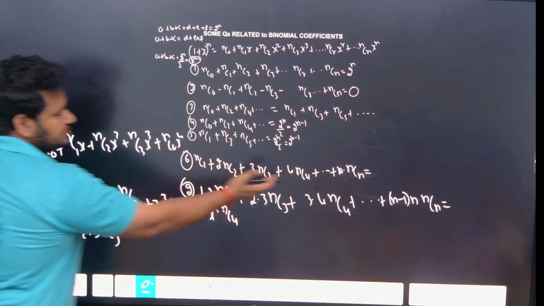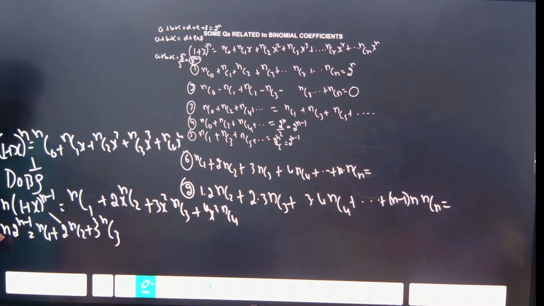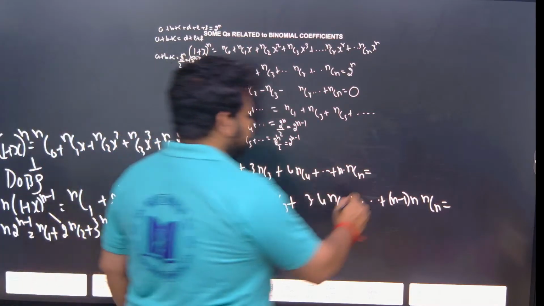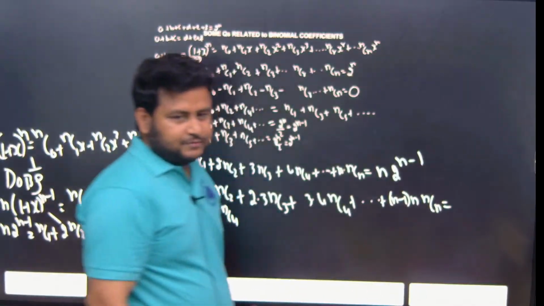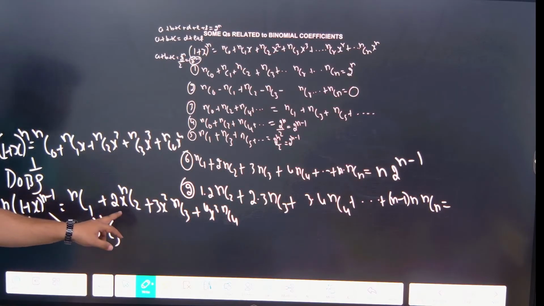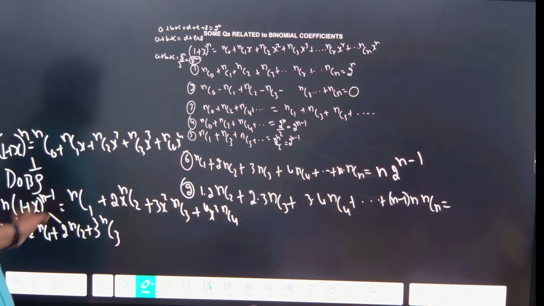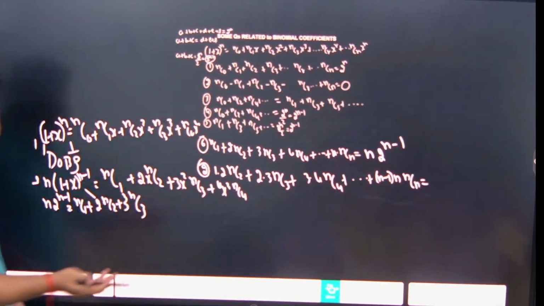That is what the formula is. So, here what I should write? RHS: n into 2 power n minus 1. Okay, now this is what we got on differentiating once. So, if you want the second order derivative, differentiate this again and put the value of x equal to 1.